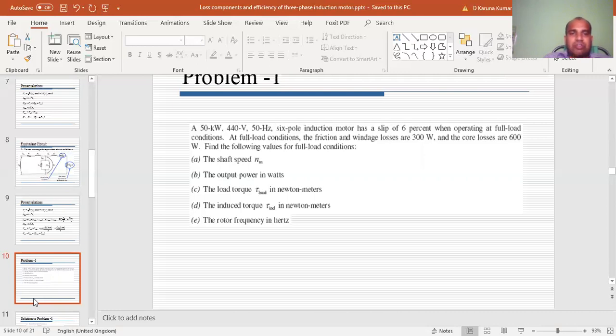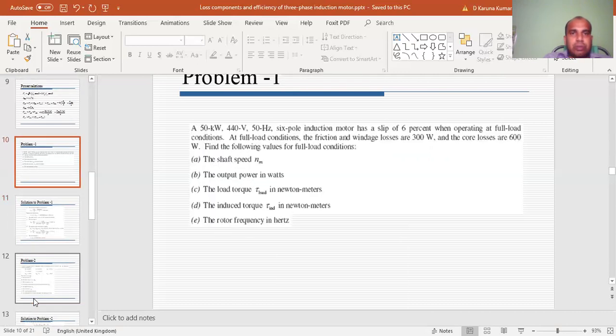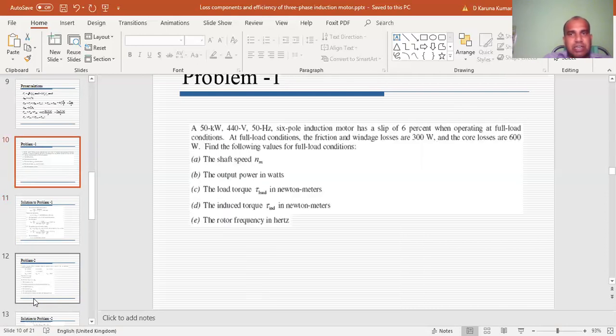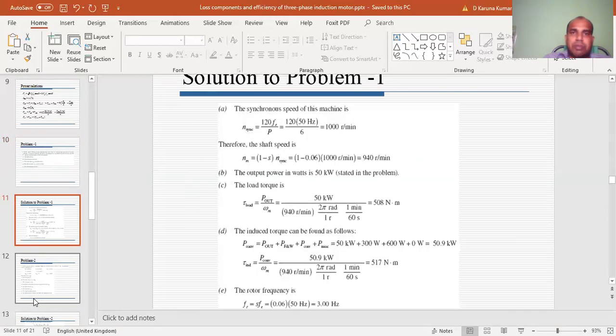The given data is power equal to 50 kilowatts, V equal to 400 volts, frequency is 50 hertz, number of poles is 6, and the slip is 6%. The first one is shaft speed. The synchronous speed formula is Ns equal to 120 f by P. 120 into 50 by 6 means 1000 RPM.